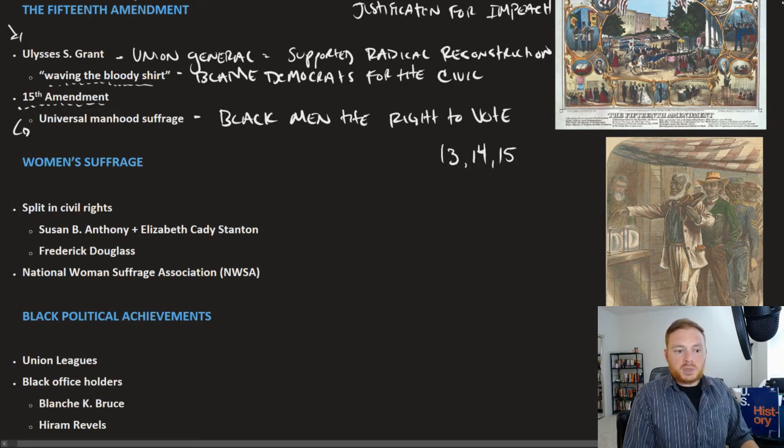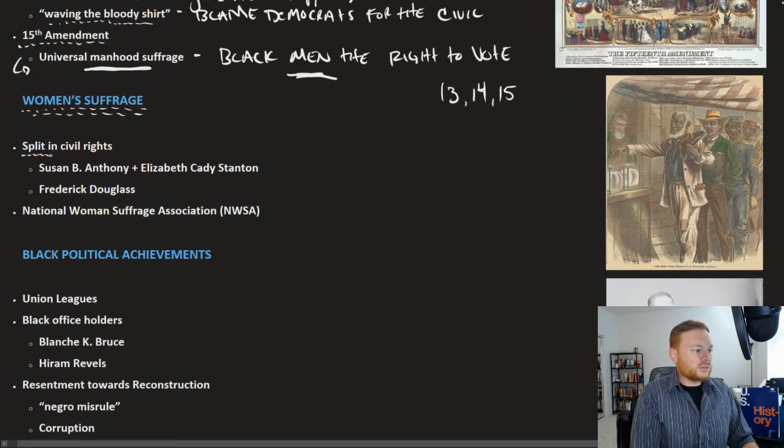But the 15th Amendment had maybe an unforeseen side effect or consequence, and that was to ignite this issue of women's suffrage, because the 15th Amendment exclusively allowed for universal manhood suffrage, allowed for men to vote, leaving out women. And this created a split in civil rights organizations. Think of civil like civilian. So that's the rights of civilians in a population.